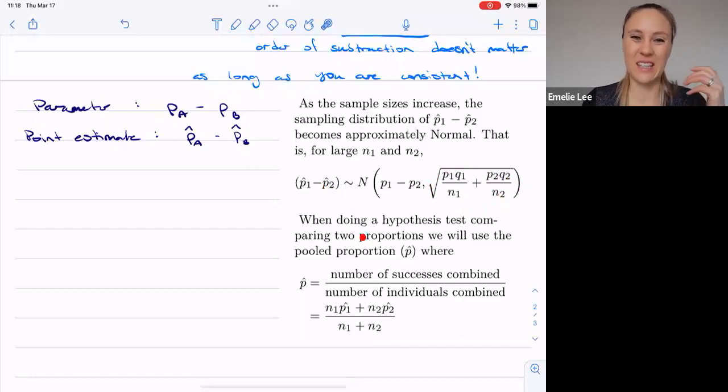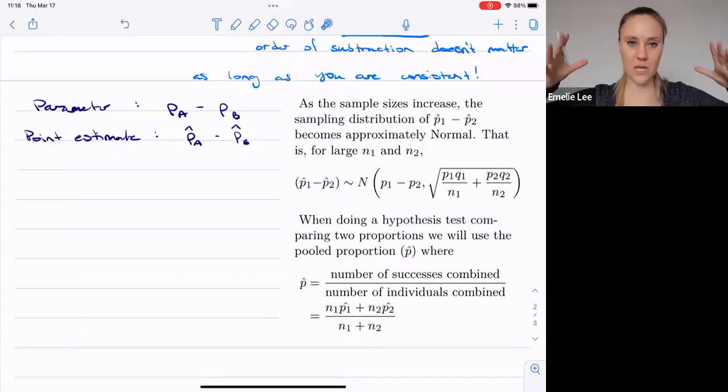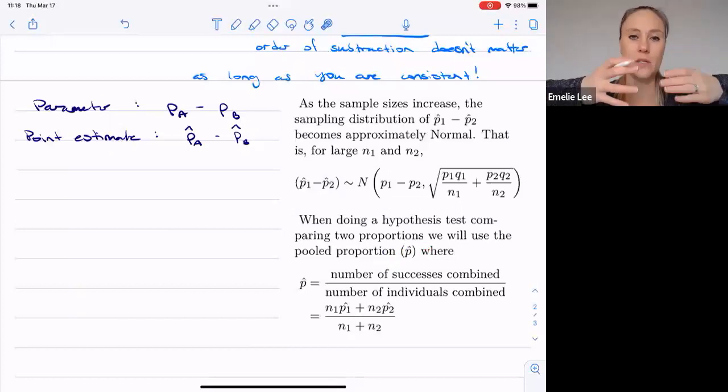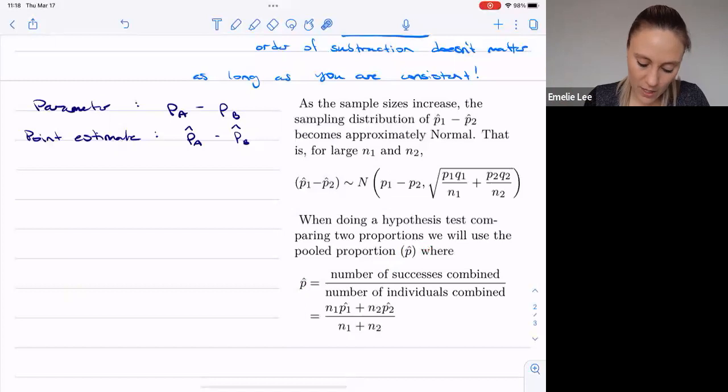Here's kind of the kicker, I guess. When doing a hypothesis test comparing 2 proportions, we're going to use the pooled proportion. So what we do is we take both samples and throw them into one pot. So we have a total number of successes and a total sample size, and that is your pooled proportion. This pooled proportion P hat is different from the one sample proportion P hat because now we have 2 samples. So you have to keep those straight. If you're in a 2 sample situation, then P hat is the pooled proportion.